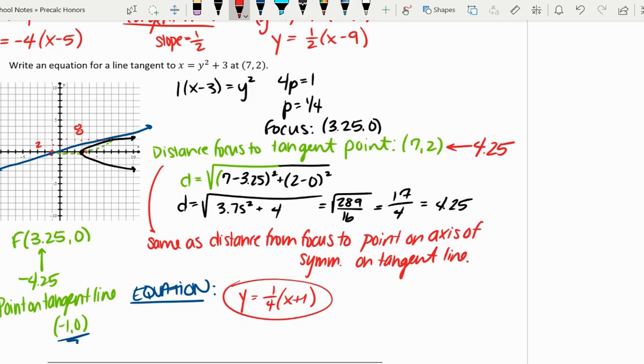So I'm sure there's other methods out there to use, but this is a good one using that property. So you guys can go on and try the other examples. And as always, let me know if you need any help.